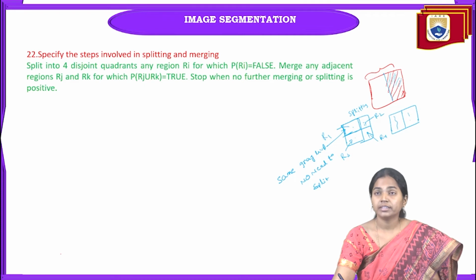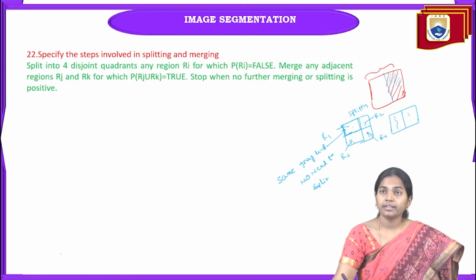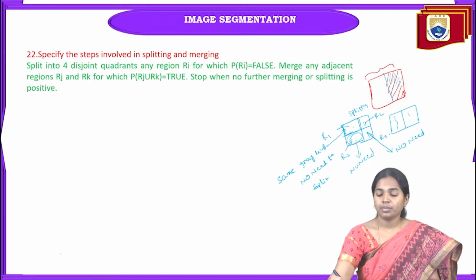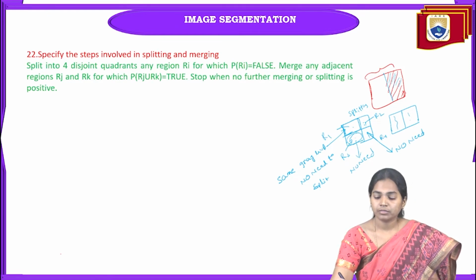Here also, this region is the same gray level, so no need to split. In the R3 region also, this entire portion is the same gray level, so no need here. In the R4 region also there is no need. So splitting is not required here. Up to this next stage, splitting is not required.